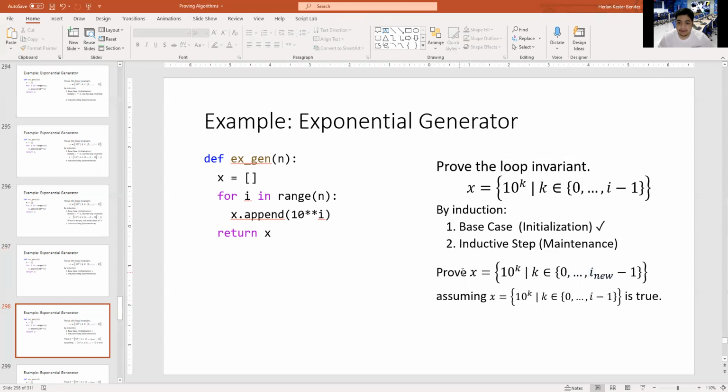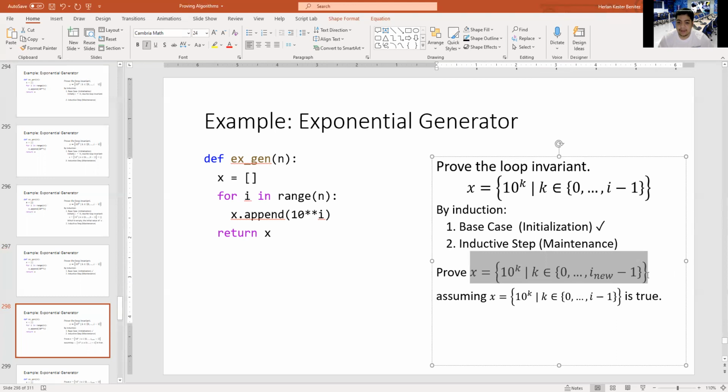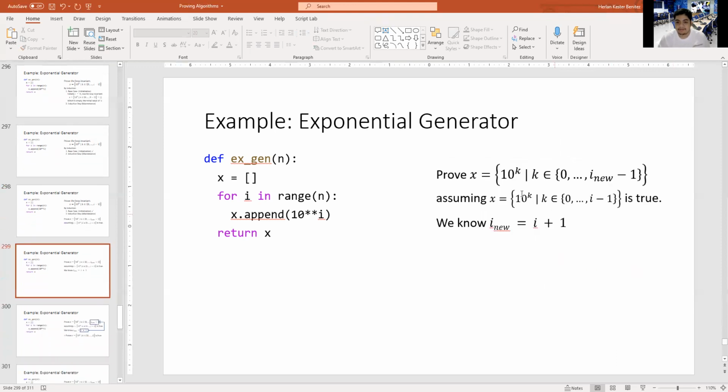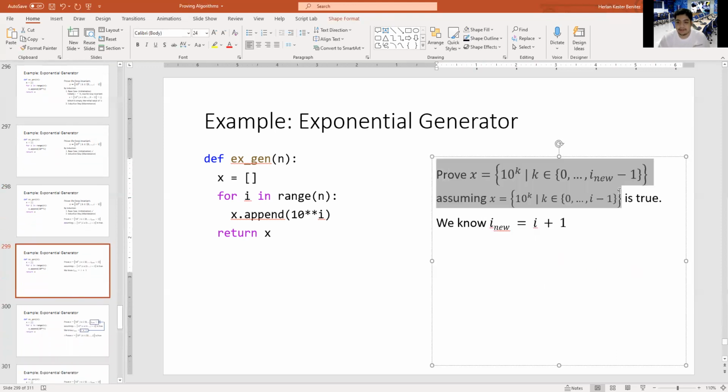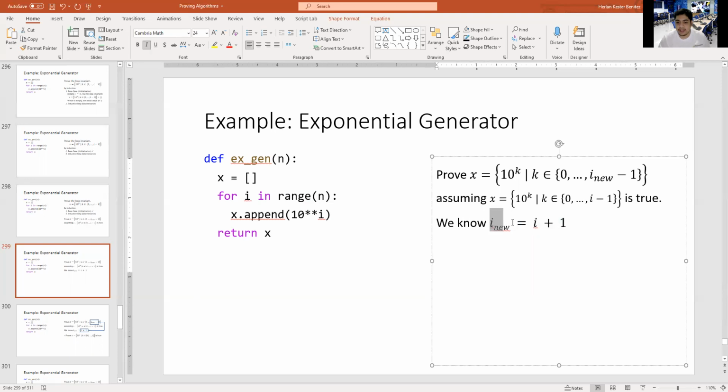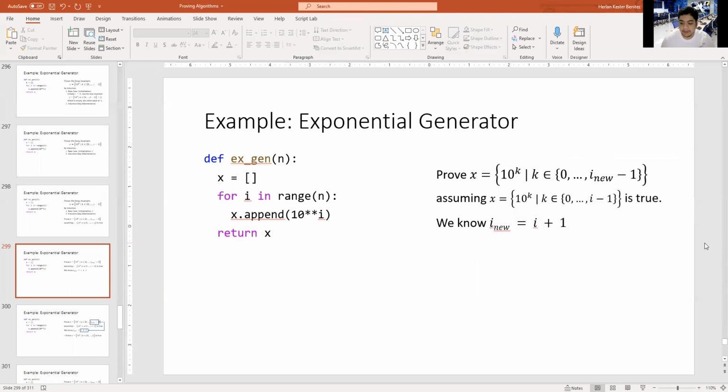So, ayun, we have to prove this statement assuming na yung loop invariant natin by itself is true. So, walang changes dun sa loop invariant. We assume that it is true. So, ayun, rewrite ko lang. We have to prove this one. And then, because of the nature of the for loop, we know that yung new na i is just yung incremented na original i. So, i new is equal to i plus 1.